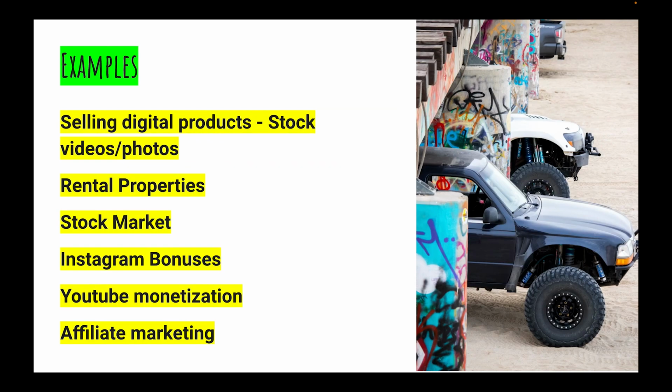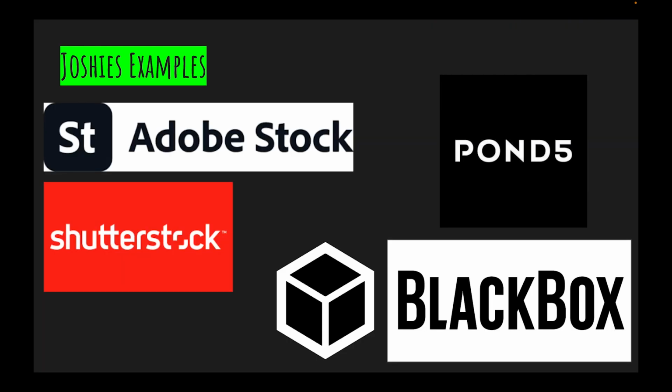So here are some examples: selling digital products such as stock videos and photos, rental properties, stock market, Instagram bonuses, YouTube monetization, and affiliate marketing. So, Joshy's examples. These are currently the stock sites that I use. Blackbox down here is the main one I use.